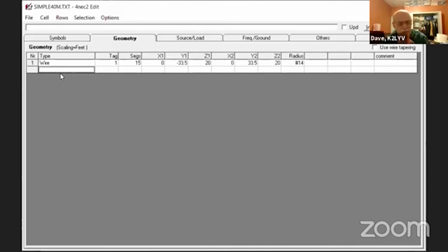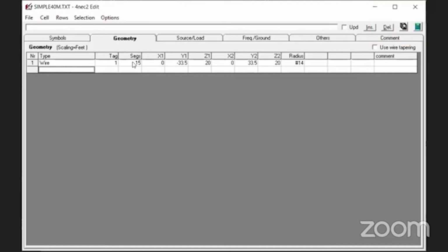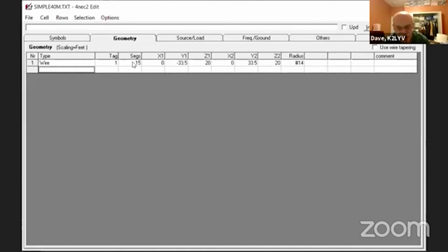So this is a description of the wire. It's one wire, so it's got 15 segments. The wire is 67 feet long, so each segment is almost 4 feet. You want to make them small, but you don't need to make them tiny. You want them small compared to a wavelength.